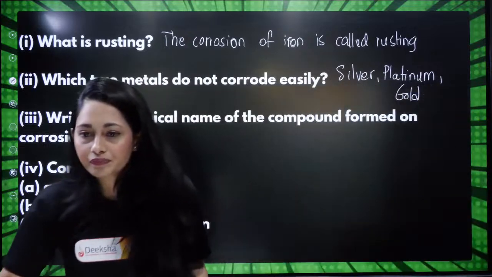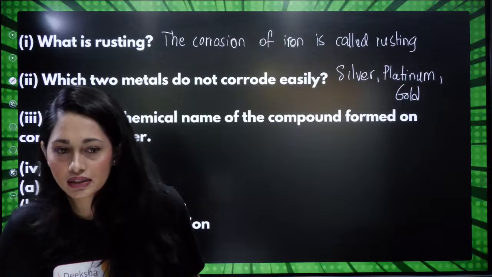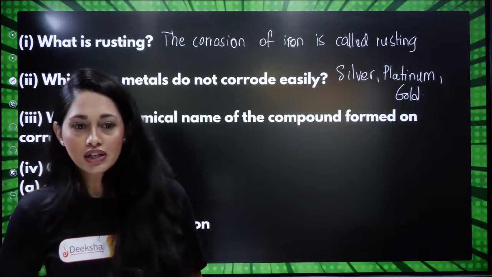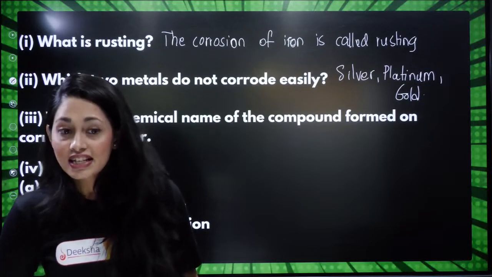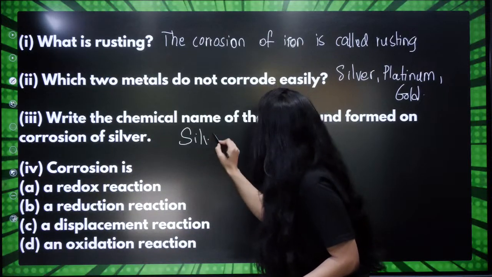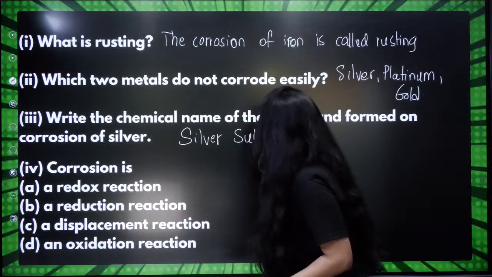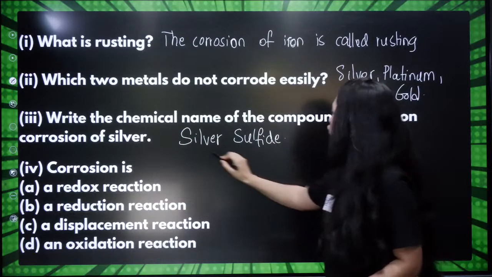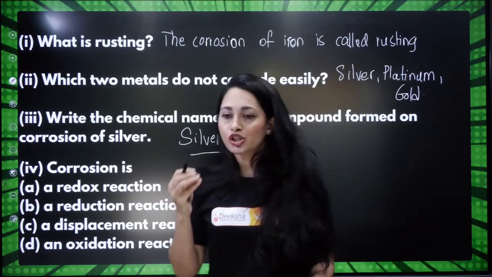Which is that? Silver oxide. Think again, it's not silver oxide. Silver sulfide, very good. It is silver sulfide. Silver is going to react with hydrogen sulfide gas to form silver sulfide, which is greyish black in color.